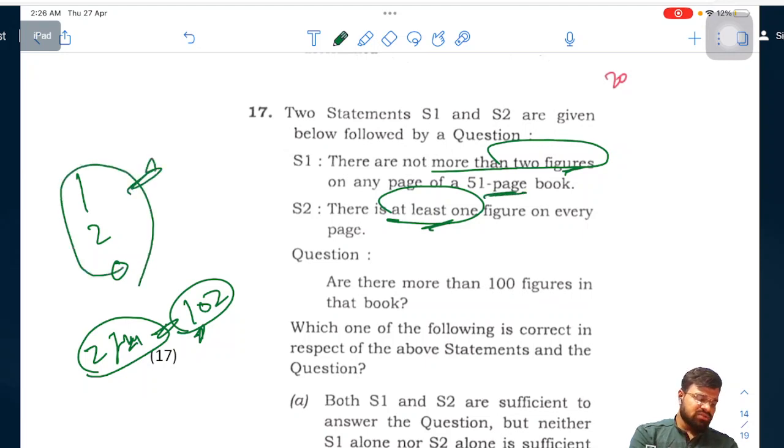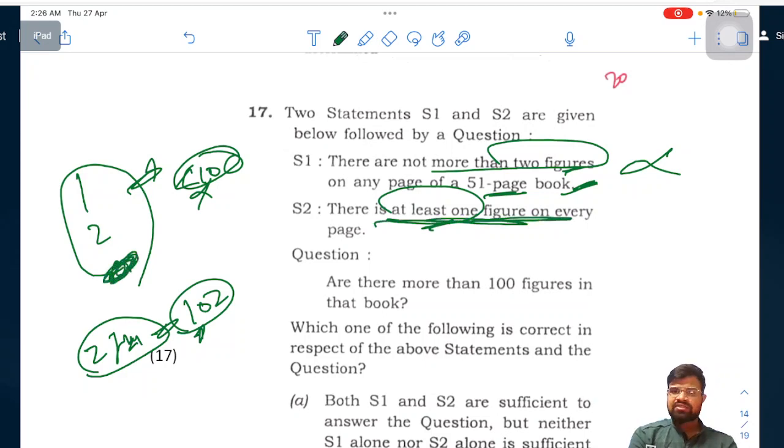In this case there will be less than 100. So we cannot be sure whether it is more than 100 or less than 100 based on this statement. So statement 1 cannot give us the answer by itself. There is at least one figure. Okay, so let us drop the zero, but still it does not make any difference.